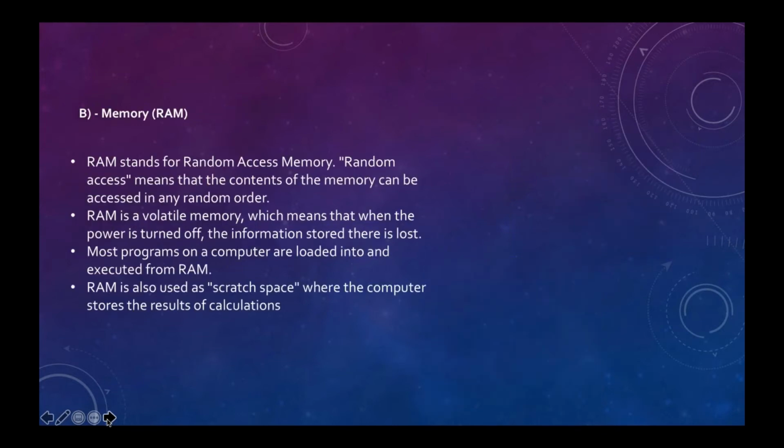And then something else that you must identify is called memory or RAM. RAM, which stands for random access memory. So RAM is volatile memory, which means that when the power is turned off, the information stored there is lost. So most programs on a computer are loaded onto and executed from RAM. So RAM is also used as space where the computer stores the results of calculation.